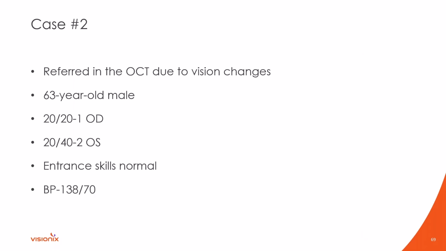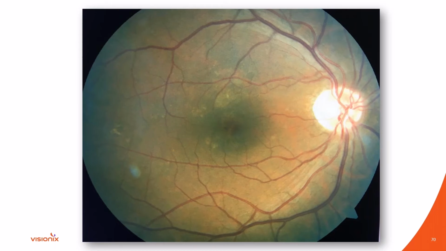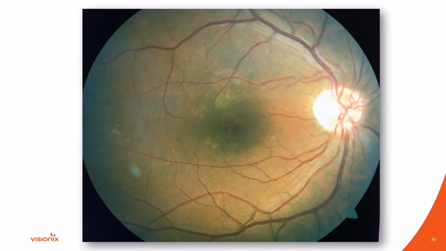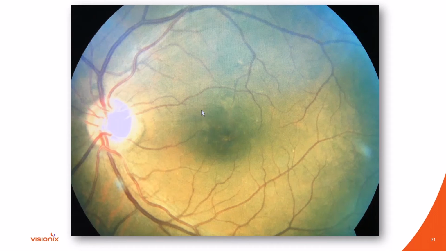This is a 63-year-old male. We were 20/20 in the right eye, 20/40 in the left eye, so vision is down just a little bit in the left eye. There's the 20/20 eye. Okay, 63-year-old patient, male. Yep, back of the right eye, 20/20. Back of the left eye, 20/40 in this particular case.